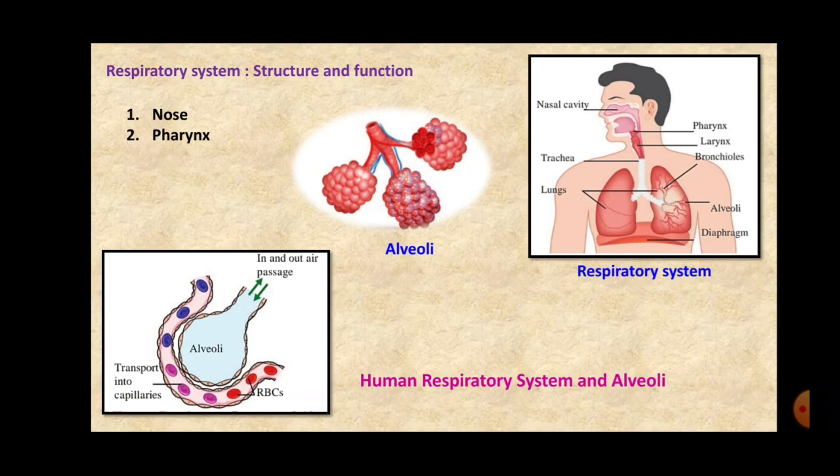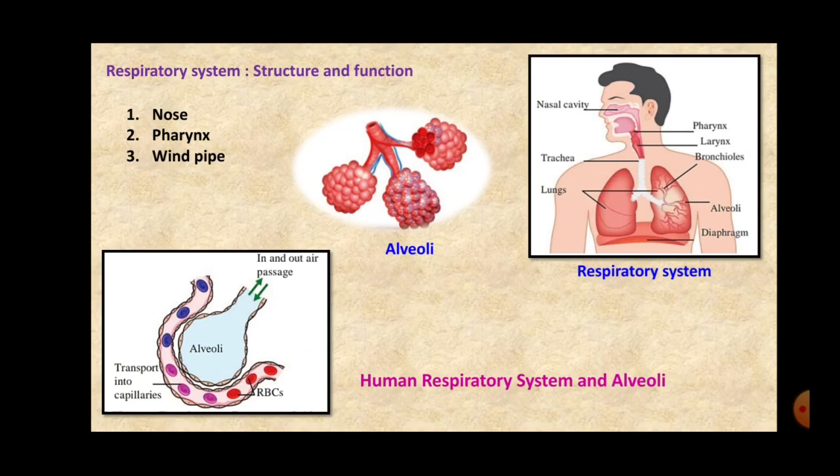Otherwise, the windpipe remains open all the time, right? So the air passes through the pharynx into the windpipe. Pharynx is the second respiratory organ. The third respiratory organ is the windpipe. Now this windpipe is also called as trachea.